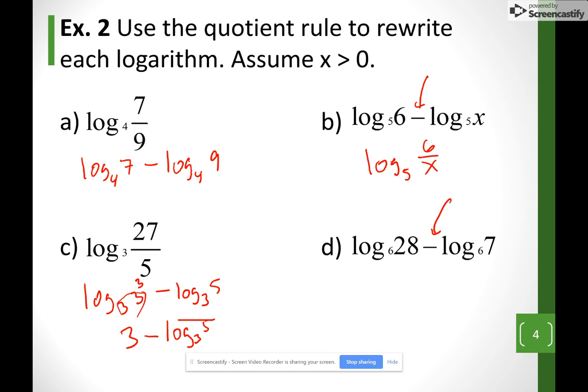Example D, I'm going to condense it. I'm going to make it smaller. I'm going to write this as log base 6 of 28 over 7, which is better known as log base 6 of 4. Right? 28 over 7 can be simplified.